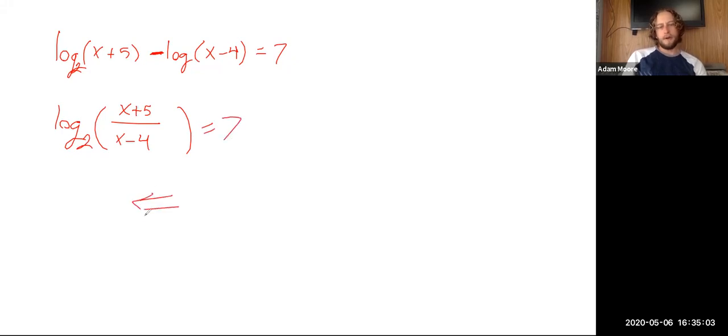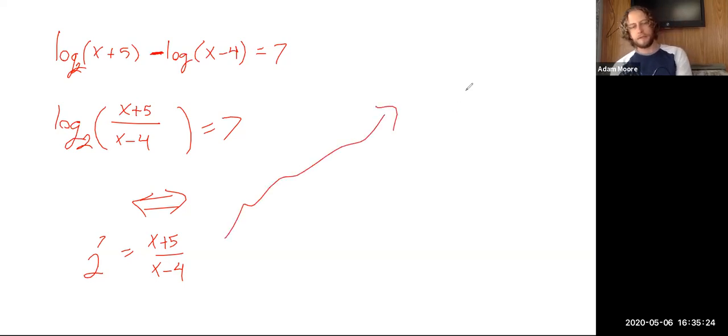And now we can find an equivalent form. I could be writing it in exponent form and free those x's. And so we have 2 to the 7 power, 2 to the 7 equals x plus 5 over x minus 4. Now 2 to the 7 is a number we could figure out. So that'll be okay, I guess. It's not as big a deal as the last one because I don't think that we'll have to do any quadratic stuff on this.